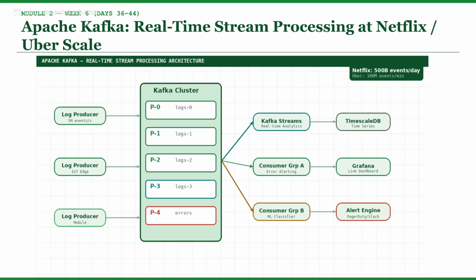Module 2, Week 6, focuses on Apache Kafka for real-time stream processing at Netflix/Uber scale. You will learn to use Kafka for log producers, partitioning data, and utilizing Kafka streams for real-time analytics and consumer groups for tasks like error alerting and ML classification.